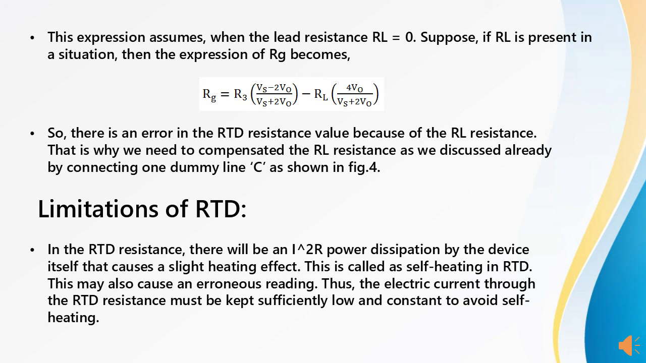Next, limitations of RTD. In the RTD resistance, there will be an I square R power dissipation by the device itself that causes a slight heating effect. This is called self-heating in RTD. This may also cause an erroneous reading. Thus, the electric current through the RTD resistance must be kept sufficiently low and constant to avoid self-heating.